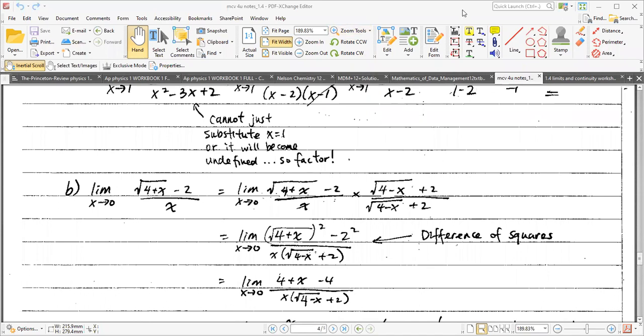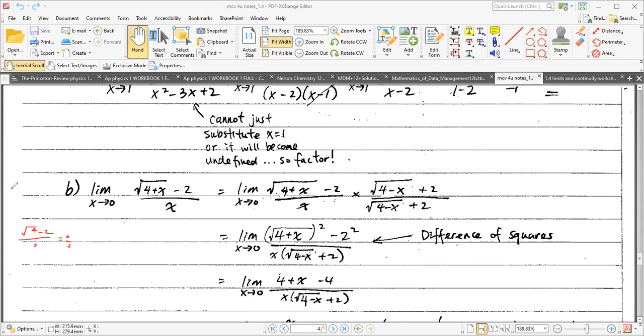This is another type. Again, you have to simplify. How do I know I can simplify? Just put 0. When x goes to 0, in this expression, instead of x, you put 0. You get the square root of 4 minus 2, divided by 0. Square root of 4 is 2, 2 minus 2 is 0. Again, you get 0 over 0. Again, when you get the type of 0 over 0, you have to simplify. Now, how do I simplify this one?